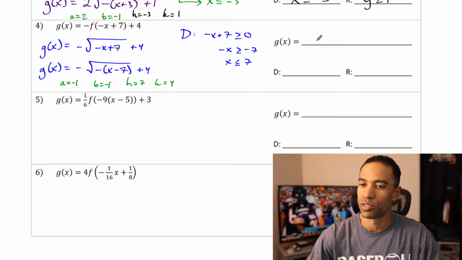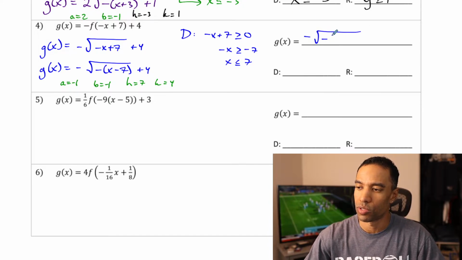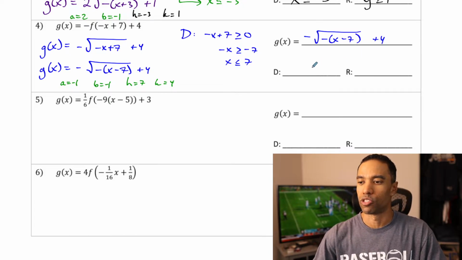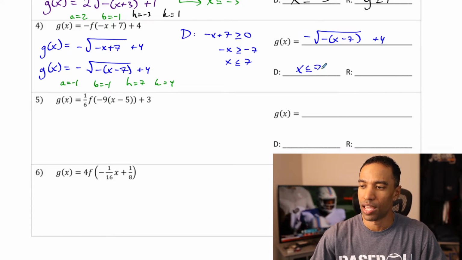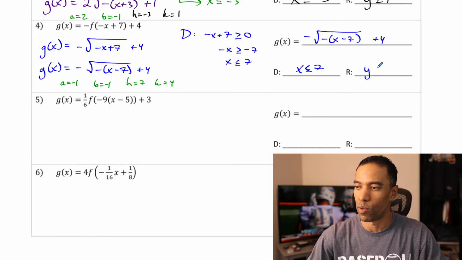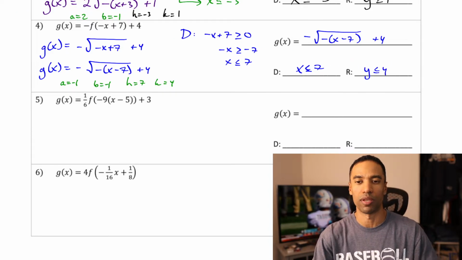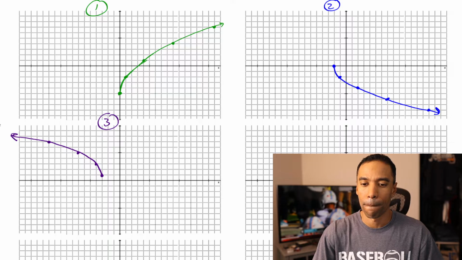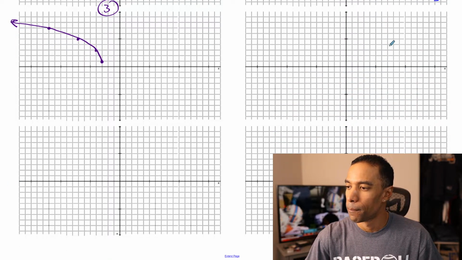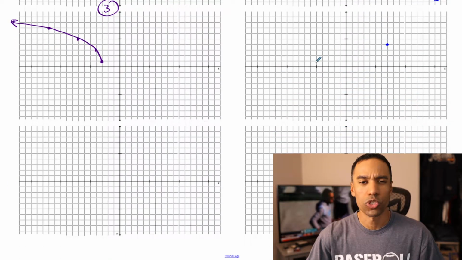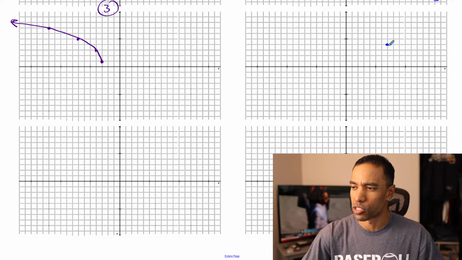G of x equals negative square root of negative x minus 7, and plus 4, like that. Now, domain, x is less than or equal to 7. As this thing goes downward as well, it's going to be y is less than or equal to 4, or so it should be. So 7, 4. Was there a stretch besides flipping over? I don't think so. I think it's just 1.